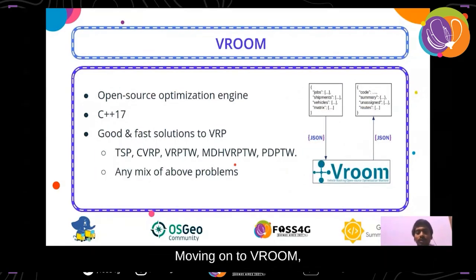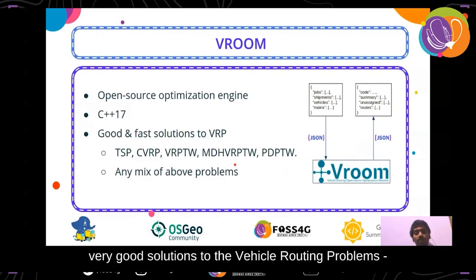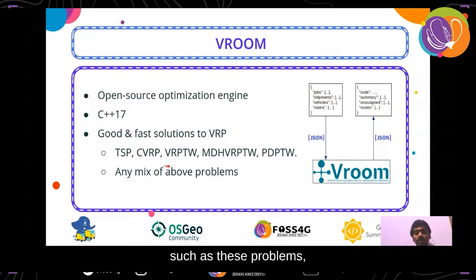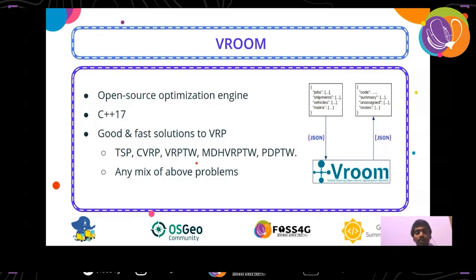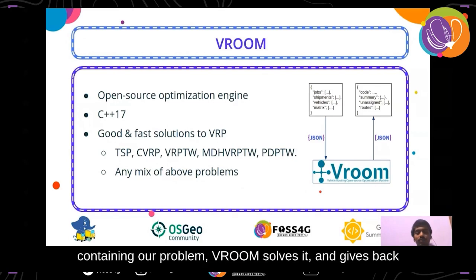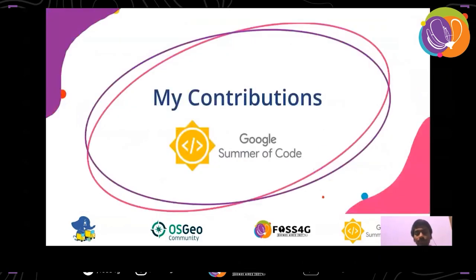Moving on to Vroom. Vroom is an open source optimization engine written in C++, and it provides very good solutions to vehicle routing problems, such as pickup and delivery problems, VRP with time windows, capacitated VRP problems, or any mix of these problems. We give an input JSON to Vroom containing our problem. Vroom solves it and gives back a JSON containing the solution to our problem.